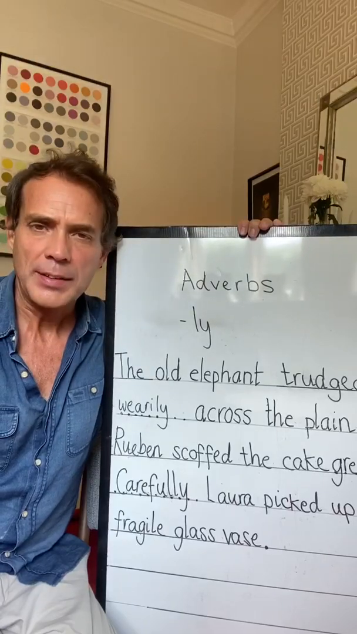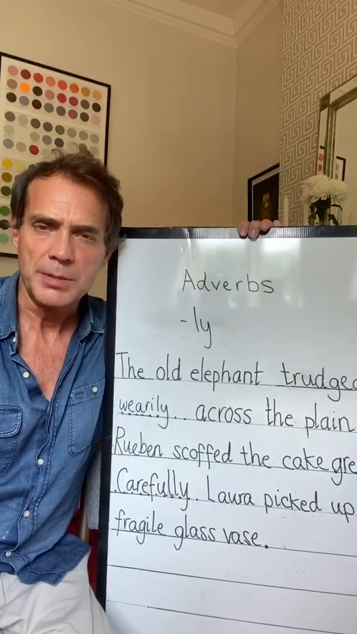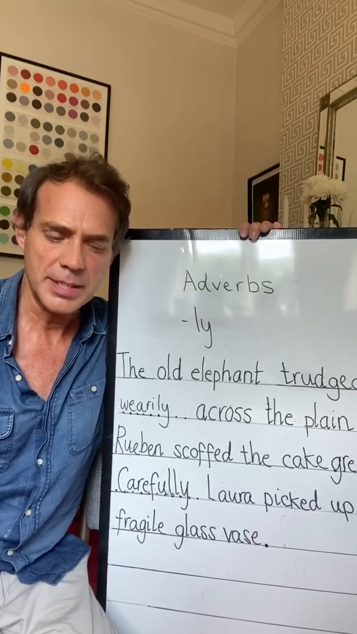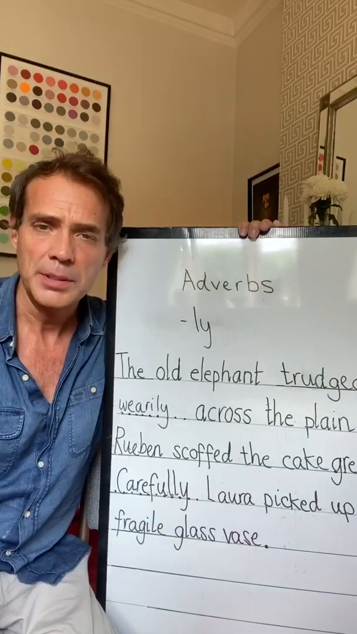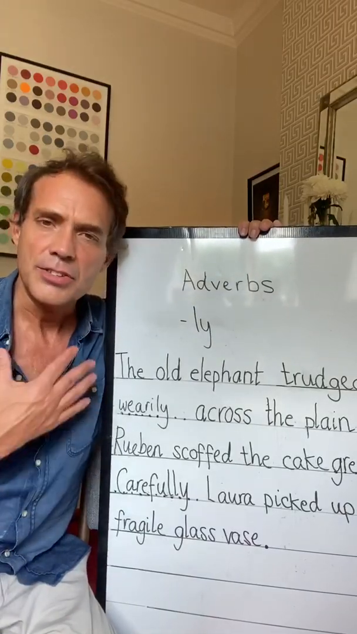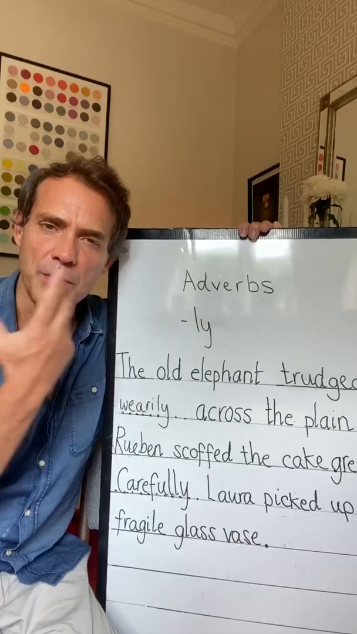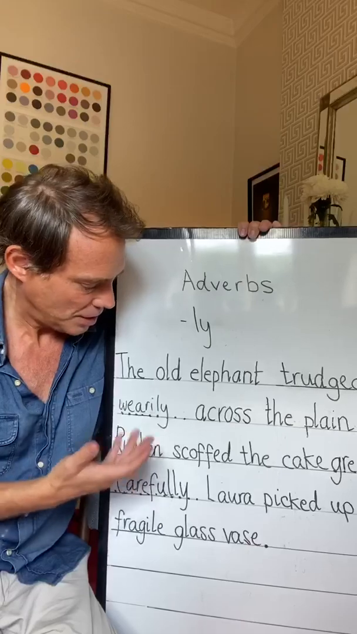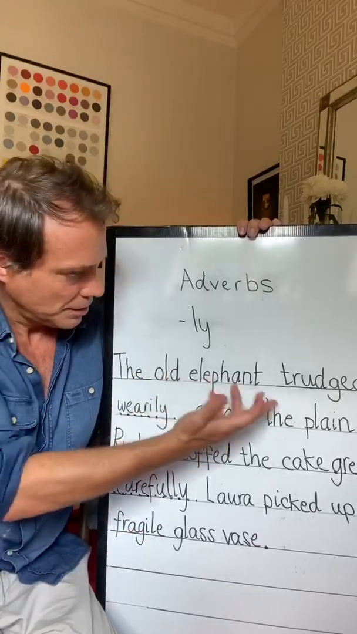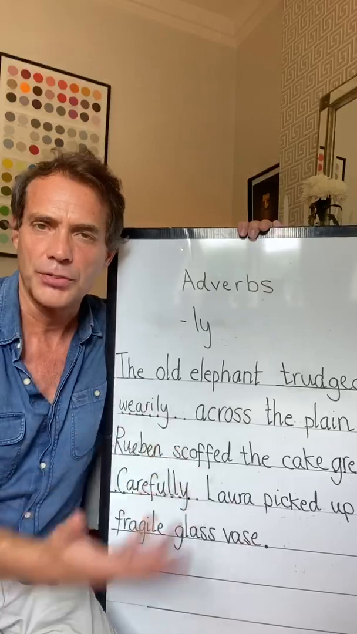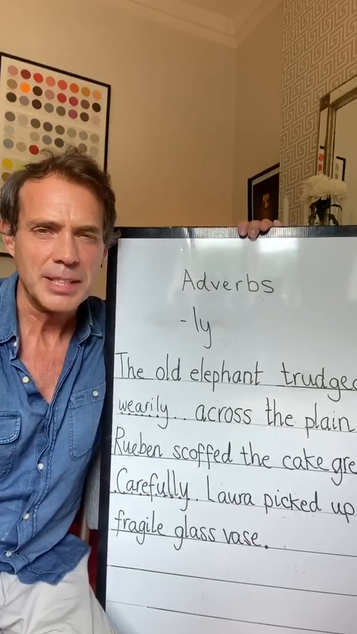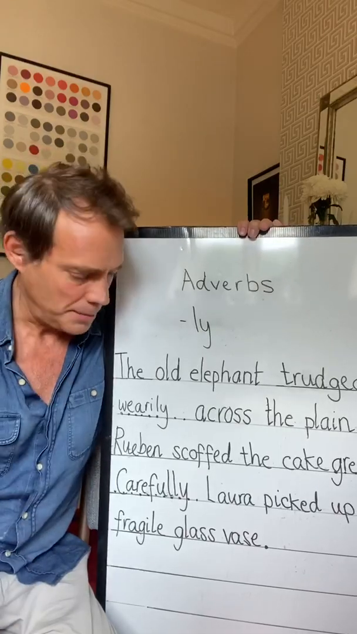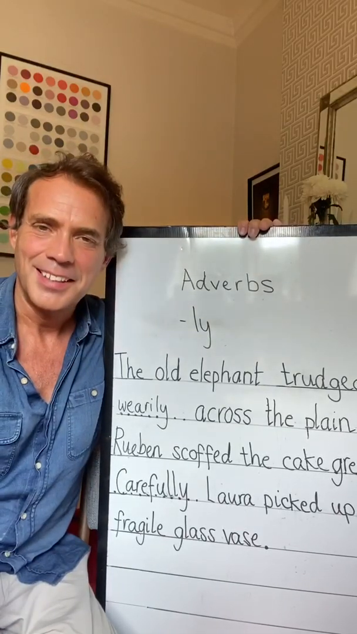Okay, you're going to have a little bit of practice now. I'm going to put some sentences on Seesaw, and I'd like you to think of an appropriate adverb to use in those sentences. Do what I've been doing. Think about what's happening in that sentence, because some adverbs wouldn't work. For instance, the old elephant trudged speedily across the plain. That doesn't really make sense if it's an old elephant that's trudging. So be careful with your adverbs, and have fun.